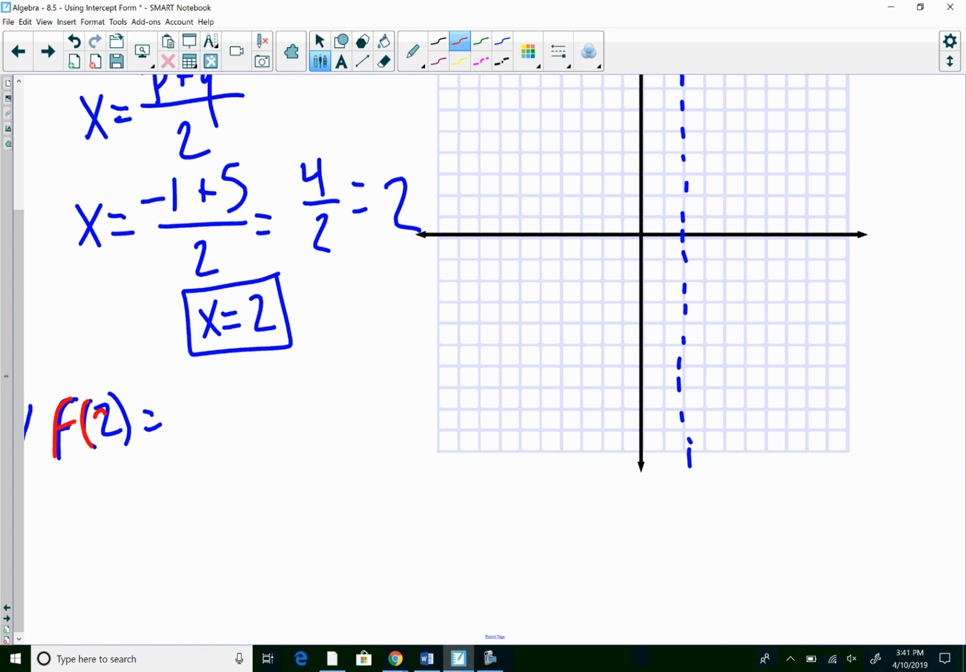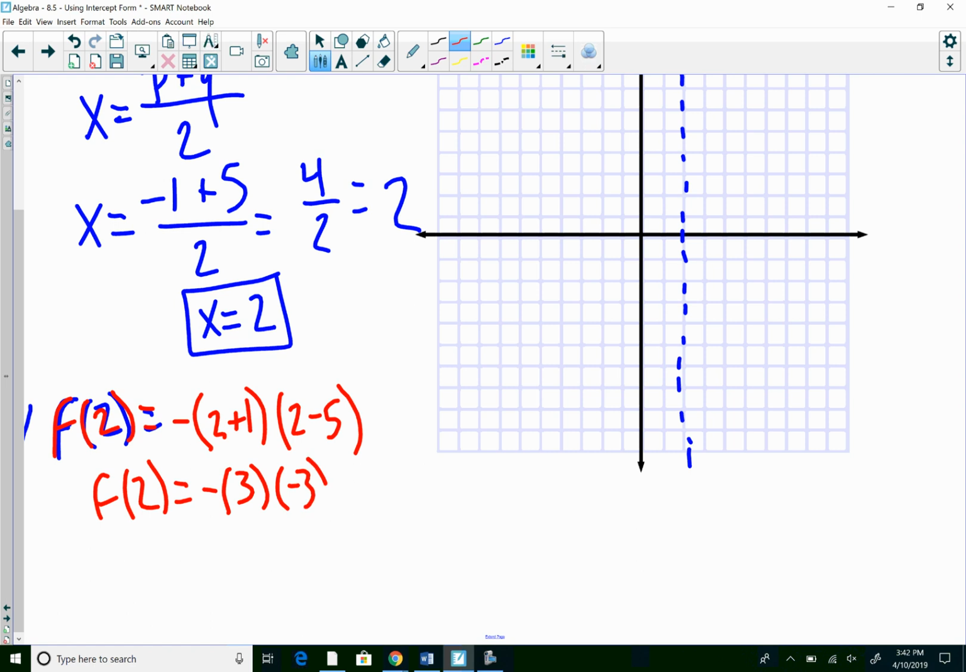There we go. So we're going to find f of 2. We're just going to take 2 and plug it in for all of the x's that we see. So that's going to be 2 plus 1, and then we're going to have 2 minus 5. Now if I start simplifying, that's going to be 3, and this is going to be -3. So that turns into -9, the opposite of -9. So f of 2 is just going to turn out to be 9. So your new vertex is going to be at (2, 9).